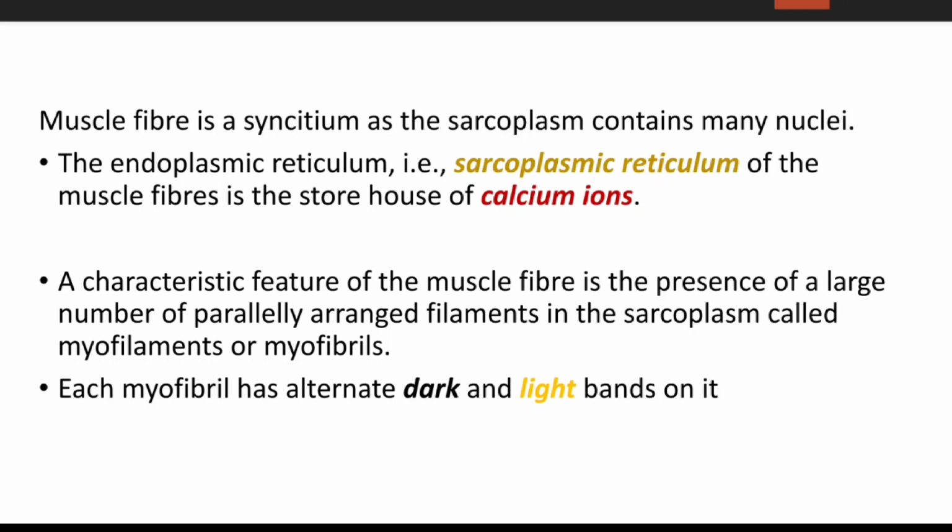The muscle fiber is a syncytium, as the sarcoplasm contains many nuclei. The sarcoplasm is otherwise the cytoplasm, and in muscles it is known as sarcoplasm. Because the sarcoplasm contains many nuclei, these muscle fibers are known as a syncytium.